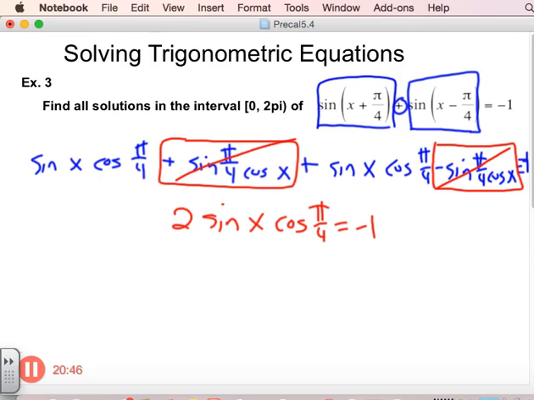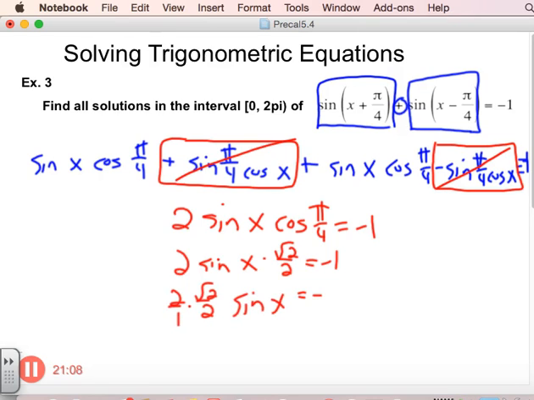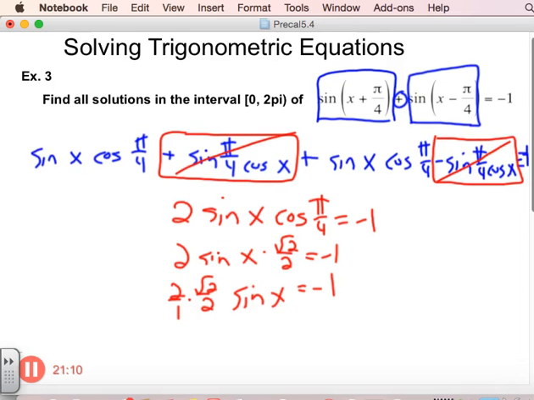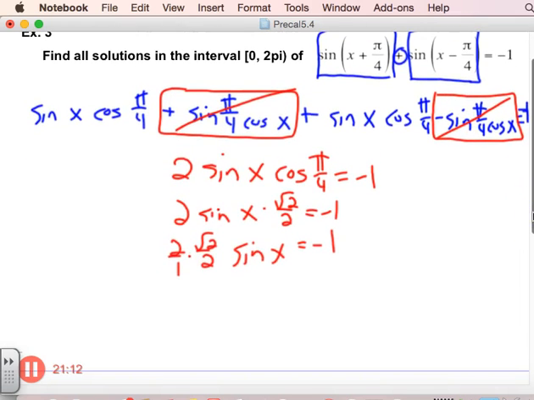Alright, so now we can solve. Well, we know the cosine of pi over 4 using our unit circle. Cosine of pi over 4 is the square root of 2 over 2. So we've got 2 times sine x times square root of 2 over 2. So I'm going to multiply the 2 and the square root of 2 over 2. 2 times the square root of 2 over 2. The 2's are going to cancel, and I just leave the square root of 2 times sine x.